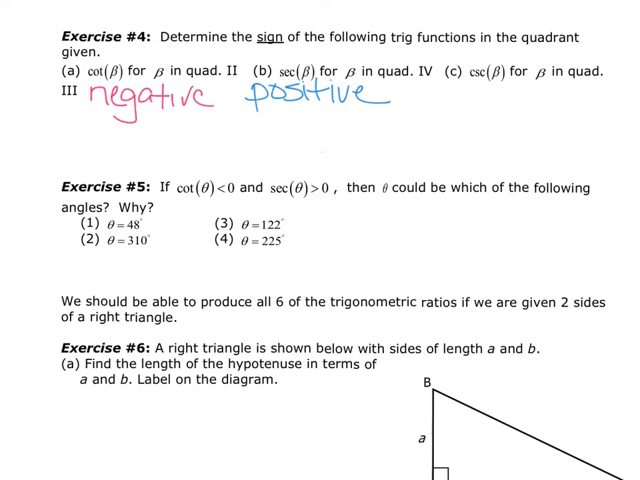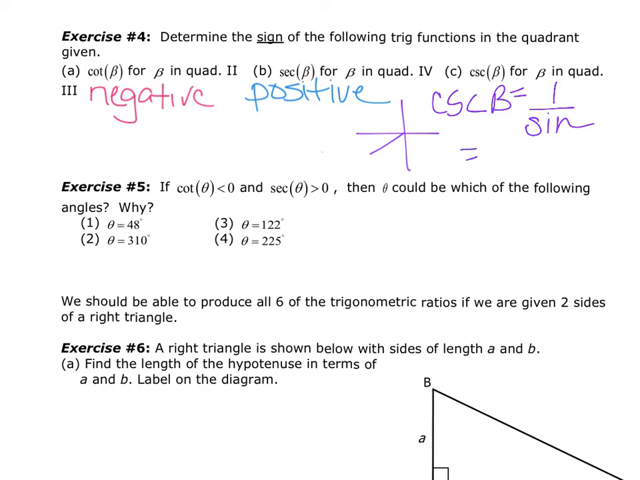A positive divided by a positive is a positive, so it's just a positive. Part C is the cosecant of beta for beta in quadrant 3. So we are in quadrant 3. Really everything's negative here, but we're still going to talk about it. So the cosecant is the reciprocal of the sine, right?